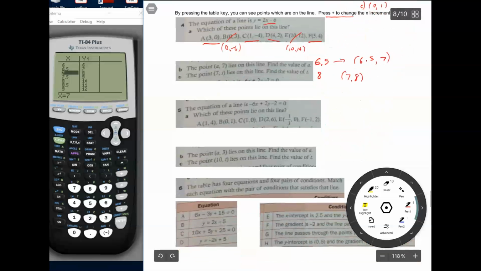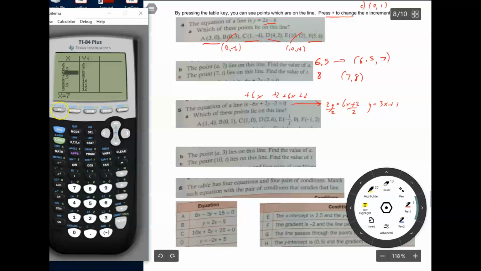Next one. The equation of a line is negative 6x plus 2y minus 2 equals 0. Which of these points lie on this line? Okay, first thing we need to do is change it to slope-intercept form so we could put it in the calculator. I'm going to add 6x to both sides, and add 2 to both sides. So then I end up with 2y on the left equals 6x plus 2. And then I divide both sides by 2, and I get y equals 3x plus 1, right? If I divide this by 2 and divide this by 2, I end up with y equals 3x plus 1.